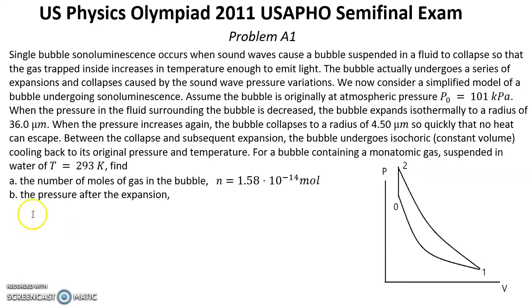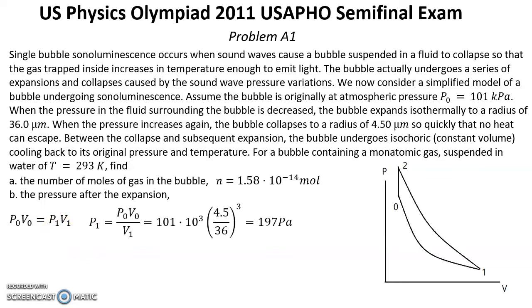Question B. Find the pressure after the expansion. It means that in point 1 we have isothermal expansion. So we have this isothermal equation: P0 V0 equal P1 V1. From here we can find P1, the pressure in point 1. So P1 equal P0 V0 over V1. When we put numbers, we will get 197 pascals. So that's the answer for question B.